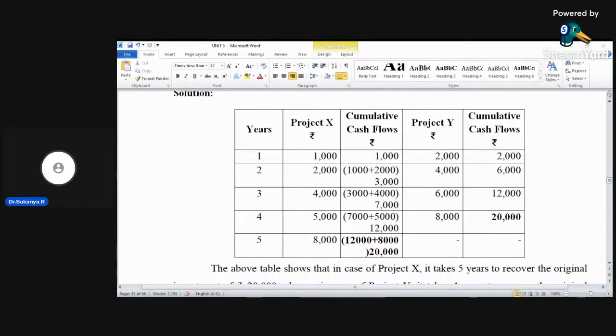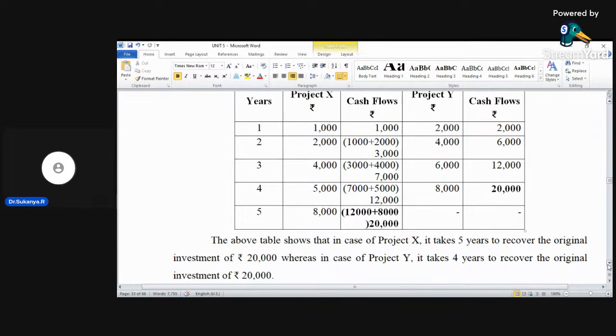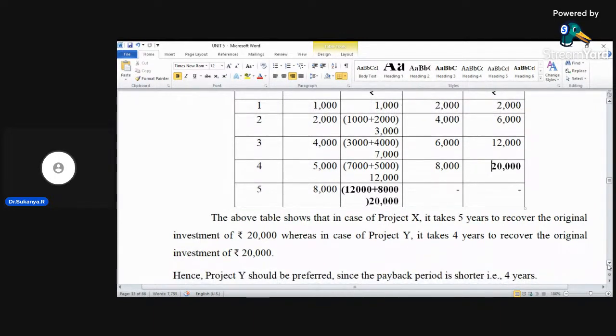So dear students, the payback period here is very evident. You can easily find that the payback period of project X is 5 years, whereas the payback period for project Y is 4 years. Now, which project is better? The question is, you have to find out if project X is better or project Y is better.